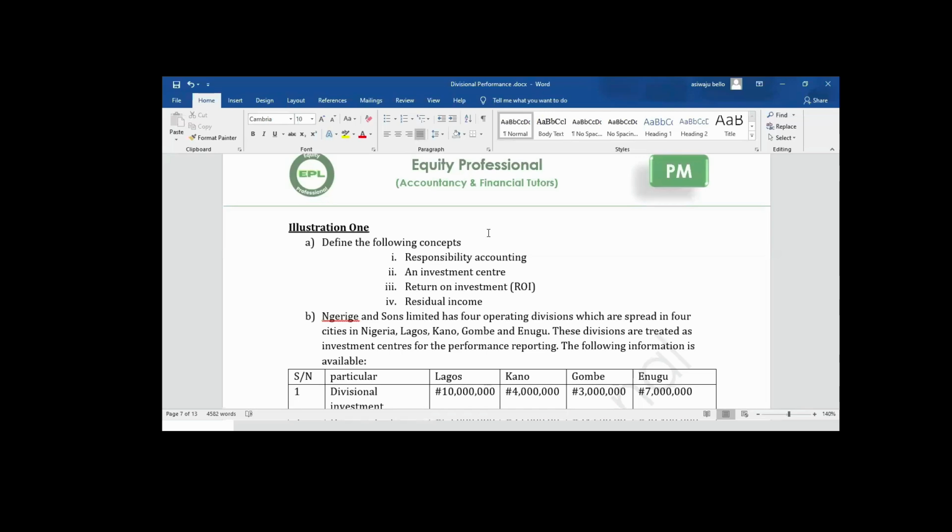Any addition to support Joy? Hello, sir. Yes, please speak. Abubakar. Yes, sir. So, responsibility accounting is the designation of a particular aspect of a budget to a manager. Okay. So can somebody refine it better?